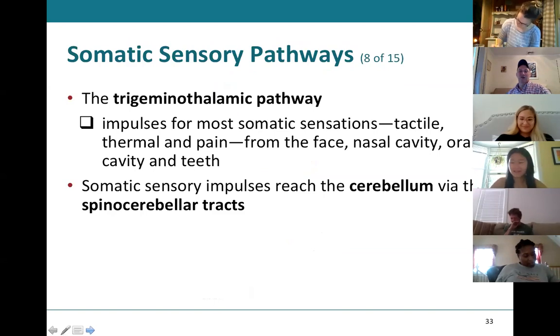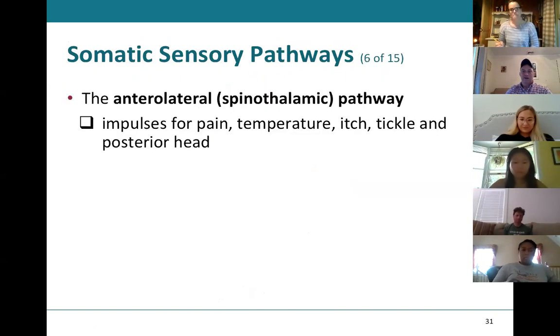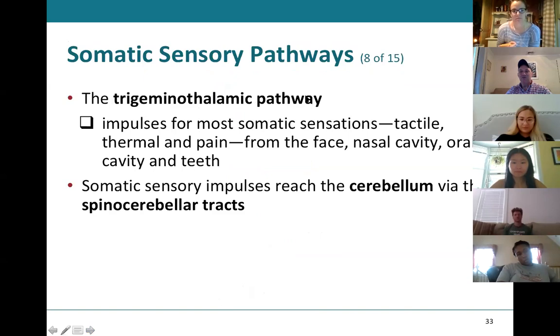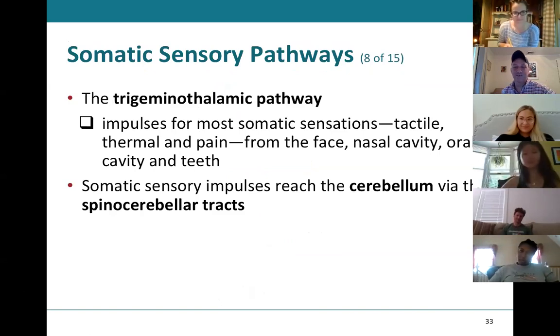Okay. So now, Amy, you're asking, what if you get hit in the head, right? Previously, we saw that this was the back of your head. So if somebody punched you in the back of the head, you're going to use the spinothalamic pathway. However, if you get punched in the face, like look at my beautiful face, it's happened quite a few times.